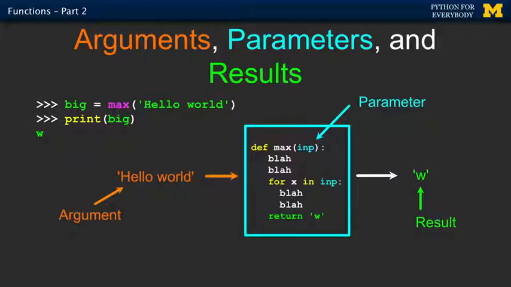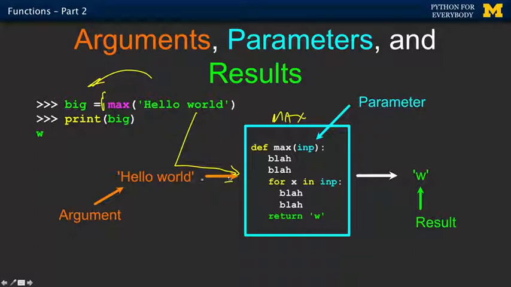Okay, so now what we're going to do is take a look again at that max function, but we're going to understand how the return works. This is really more about the return. So if we take a look at max, we're going to evaluate the right-hand side of this so we have something to send into big. So max hello world says take this parameter and send it into max. Here's the max function.